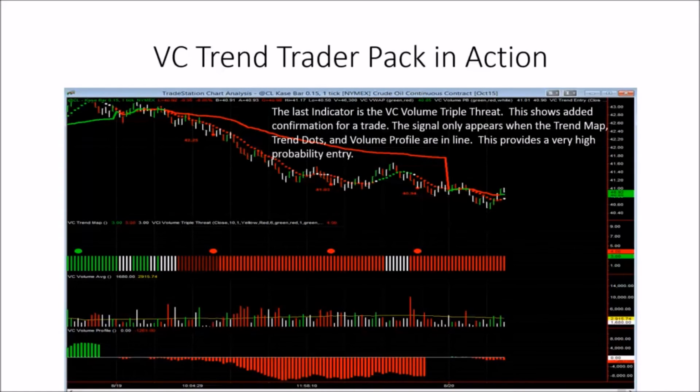The last indicator is the VC volume triple threat. This shows added confirmation for a trade. The signal only appears when the trend map, trend dots, and volume profile are in line. This provides a very high probability entry. And here you can see the dots show up only when all 3 are in line.